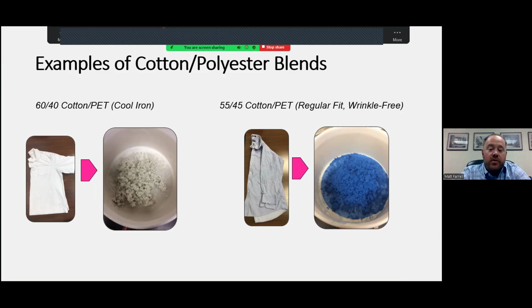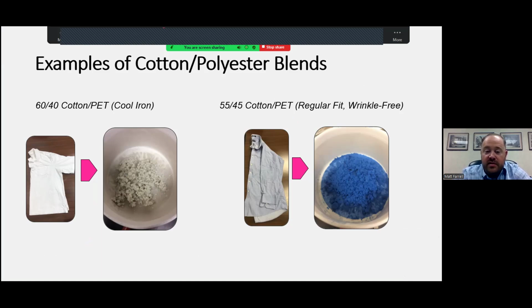Another thing that's really important about these processes is previously we mentioned sorting. Well, this process and the process at NC State, they don't really care about the inclusion of synthetics or polyester.